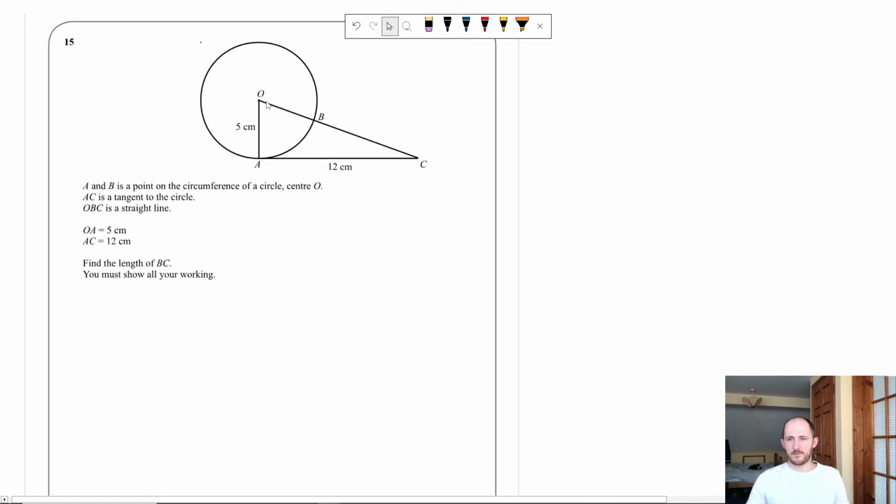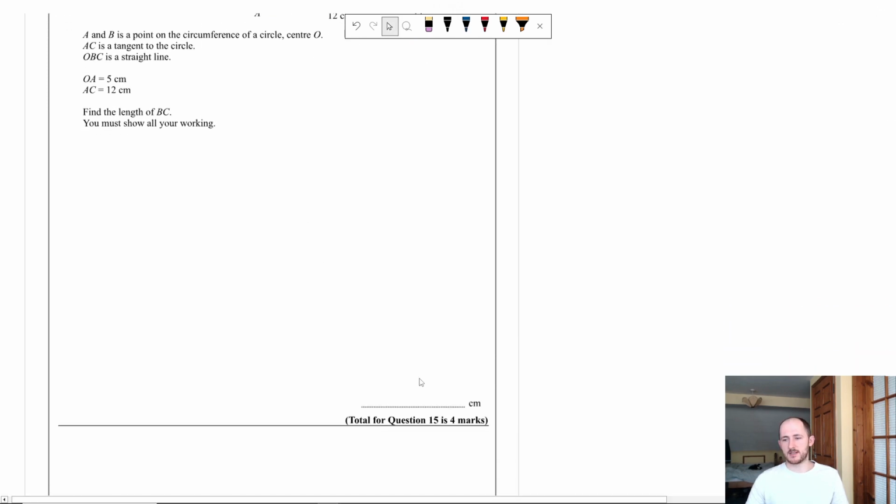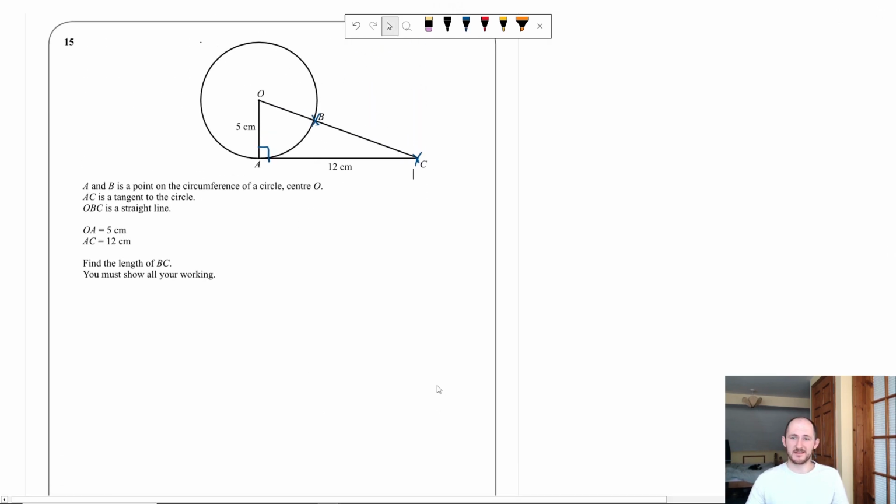Find the length of... Okay, this is actually pretty interesting. A and B are points on the circumference. Tangent, wonderful. So that means it's a 90 degree angle. And we need to find the length of BC, which, if you notice, is not the full length. But this actually isn't too bad. It's 4 marks, by the way. It's pretty good. Why is it not that difficult? Well, let me show you.